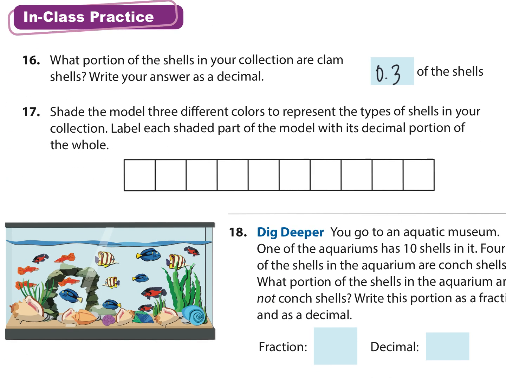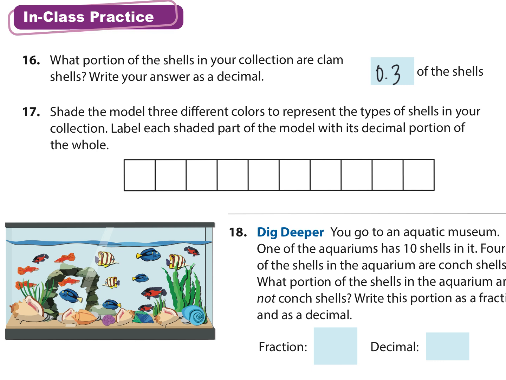Y'all are doing awesome. If I shade a model 3 different colors to represent the types of shells in my collection, we need to be sure that we also label the shaded part of each model with its decimal portion of the whole. So I'm going to use 3 different colors. Okay, you can do patterns. If you don't want to get your color pencils out right now, you can do different patterns with your pencil. You could do diagonal stripes, polka dots, or color in a whole section. You can choose whatever you want. If you want to use colors, that's great too.